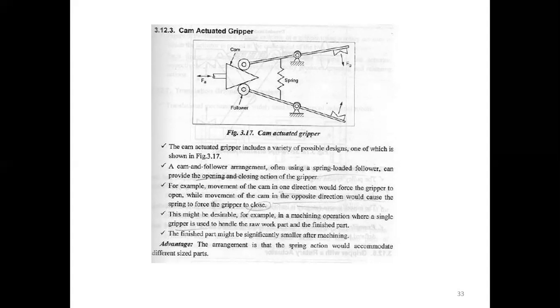The cam and follower arrangement, using a spring-loaded follower, can provide the opening and closing option of the gripper. For example, movement of the cam in one direction would force the gripper to open, while movement of the cam in the opposite direction would cause the spring to force the gripper to close. The advantage of this cam actuator arrangement is that the spring action would accommodate different sized parts.